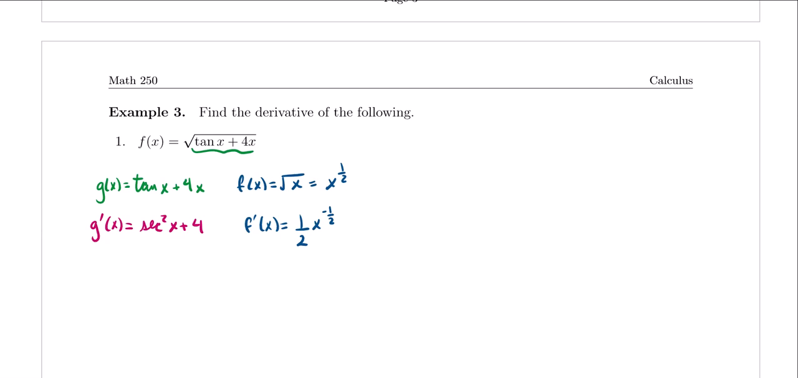Now, I did not write the chain rule formula again. I do trust that you guys write it though, because I want you to feel very comfortable with the chain rule formula.